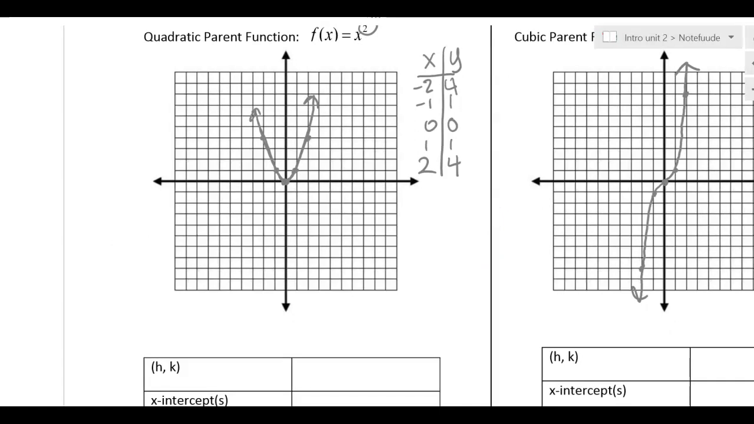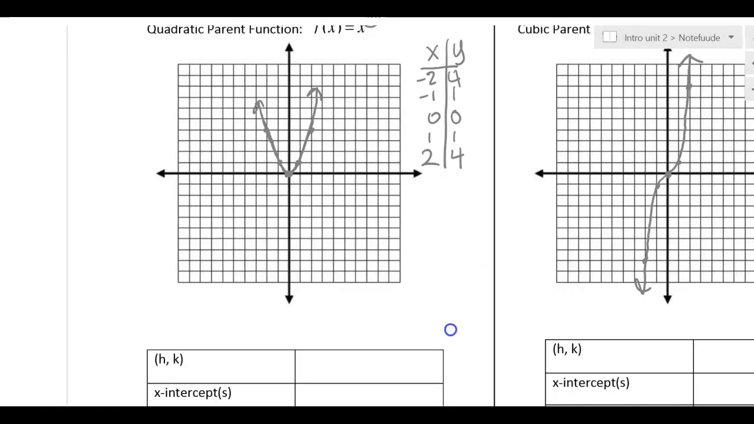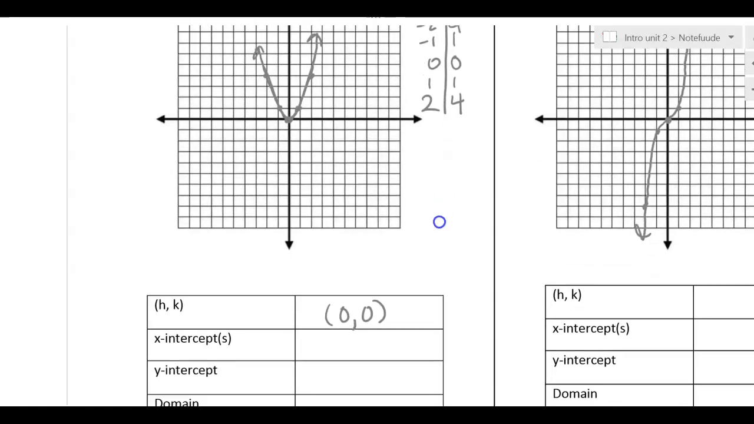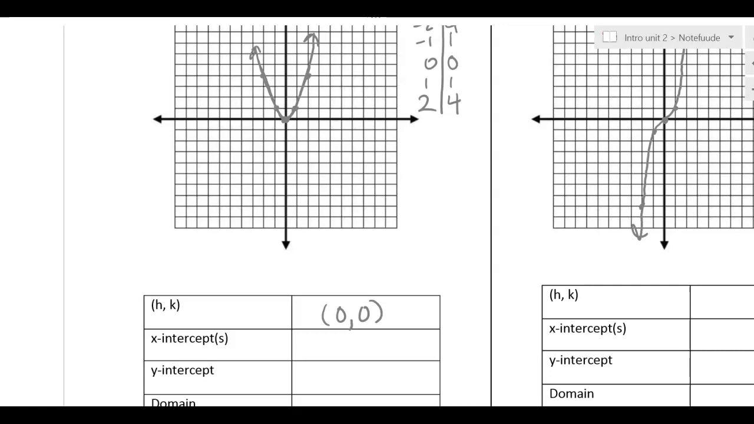So focusing on the quadratic first, we're going to go through. So for the parent function, our vertex or our HK values are at 0, 0. What about x-intercepts and y-intercepts for that quadratic graph that you see? Yeah, so it nicely just hits kind of right at the origin. We don't have to do any algebra to get those calculations. We can just read right off the graph that it's 0, 0.